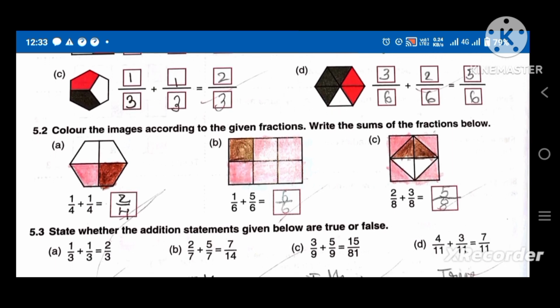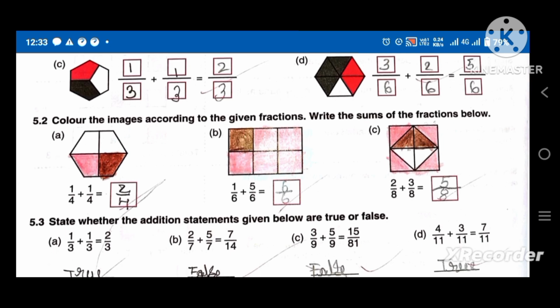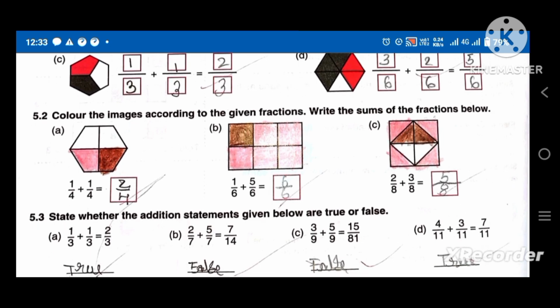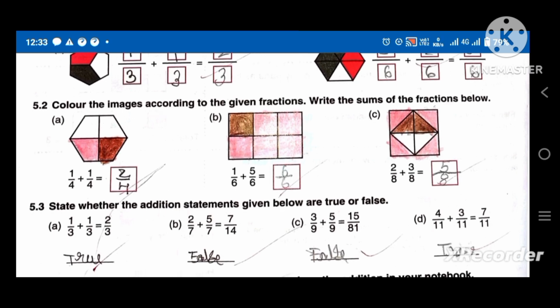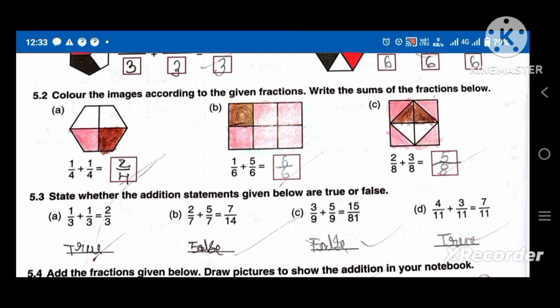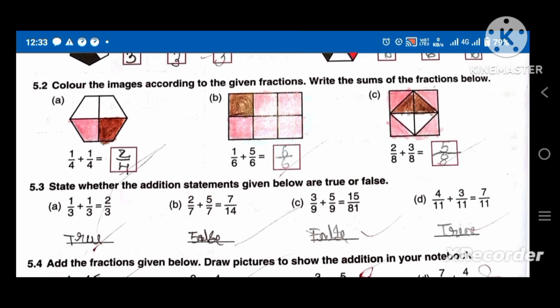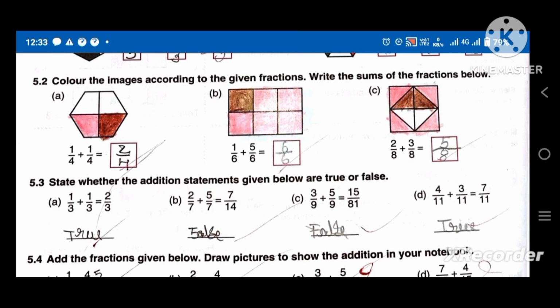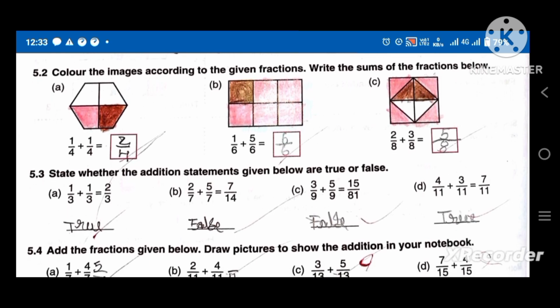5.2. Color the images according to the given fractions. Write the sums of the fractions below. A. 1 by 4 plus 1 by 4 is equal to 2 by 4. 1 by 6 plus 5 by 6 is equal to 6 by 6, is equal to 1. 2 by 8 plus 3 by 8 is equal to 5 by 8.